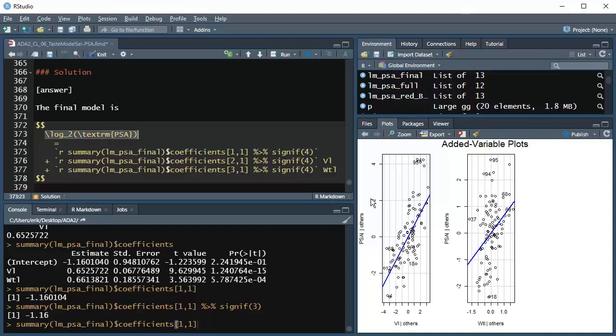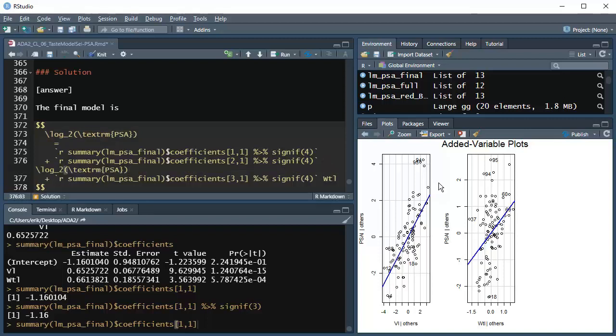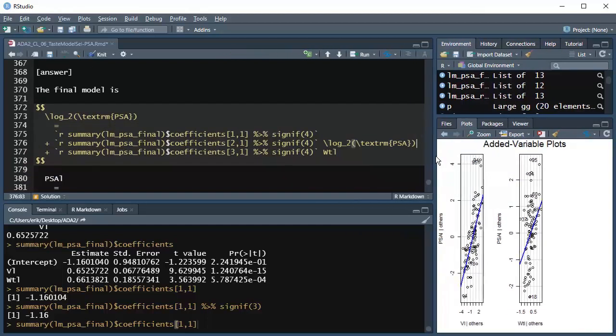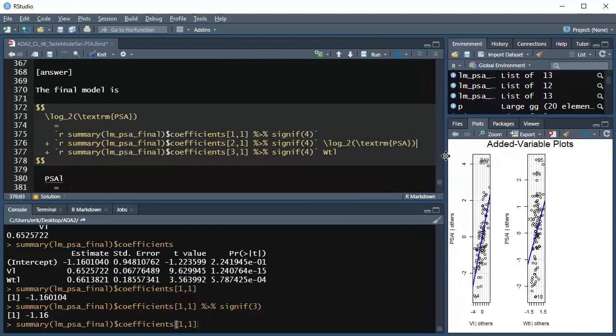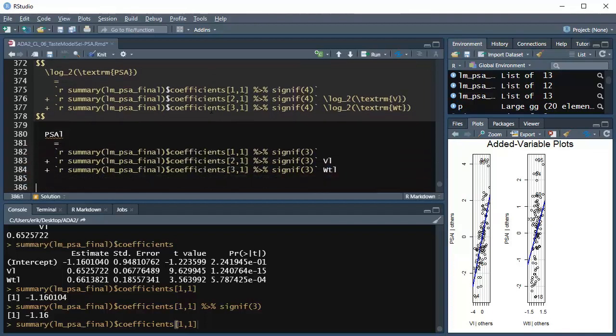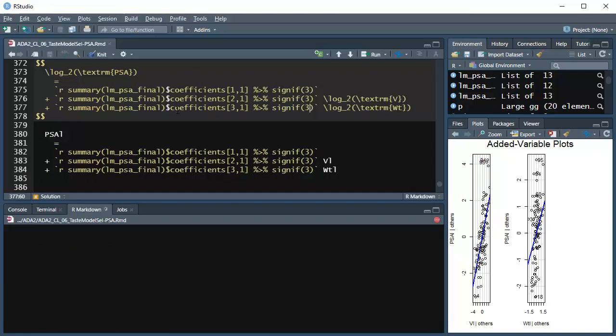The last part here is for the volume and the weight. So I'm going to copy and paste the text for the PSA, and instead of PSA, this is the volume, and instead of PSA, this is the weight. All right. Did I just do something weird? I didn't mean to. Oh, I see. I edited my first version of this instead of the second version. Anyway, it'll be just fine.